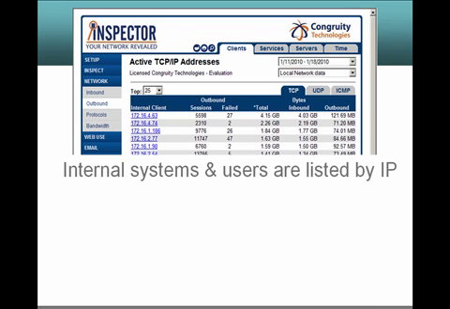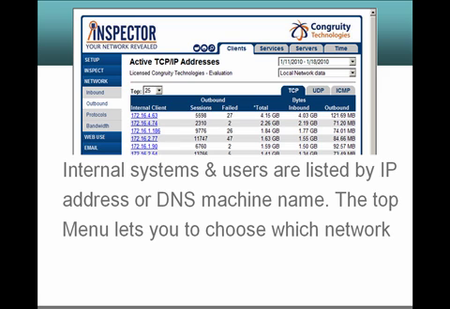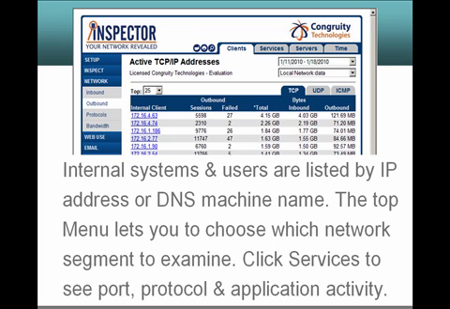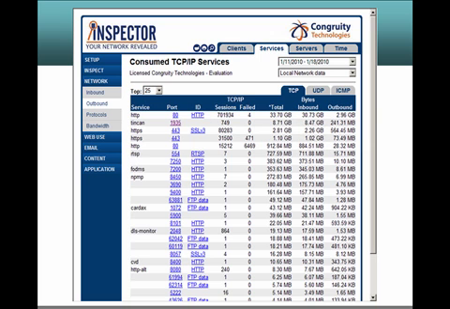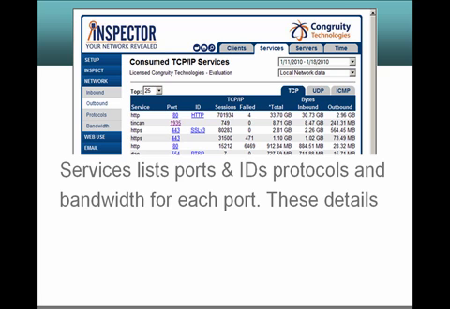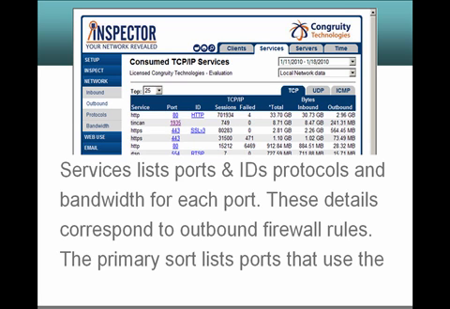Internal systems and users are listed by IP address or DNS machine name. The top menu lets you choose which network segment to examine. Click Services to see port, protocol, and application activity. Services list ports and IDs protocols and bandwidth for each port. These details correspond to outbound firewall rules. The primary sort lists ports that use the most bandwidth.